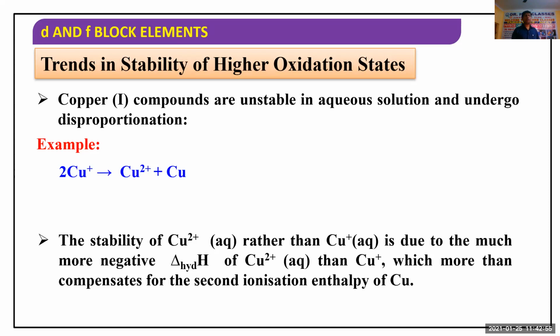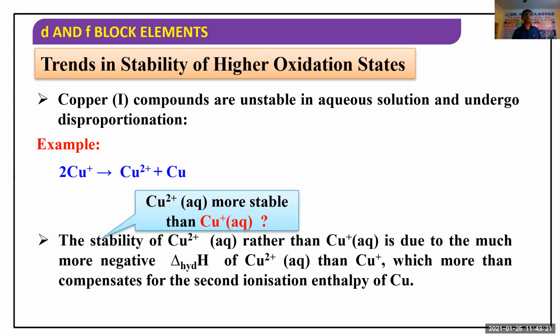The stability of copper 2+ rather than Cu+ in aqueous solution is due to the much more negative hydration enthalpy of Cu2+ than Cu+, which more than compensates for the second ionization enthalpy of copper. Second ionization enthalpy means Cu+ to Cu2+. So Cu2+ in aqueous solution is more stable than Cu+.